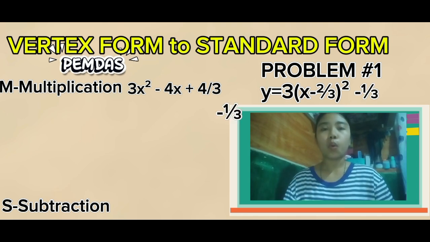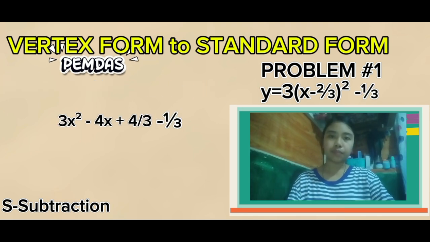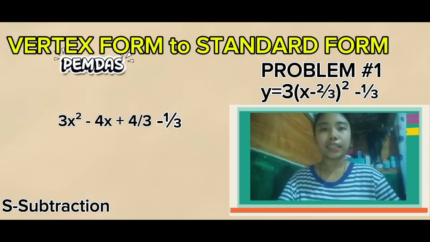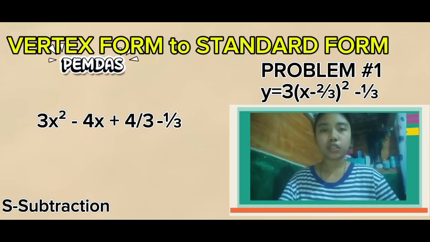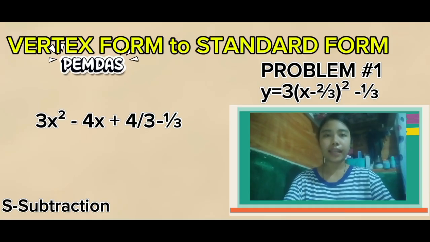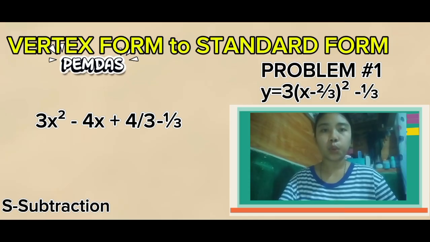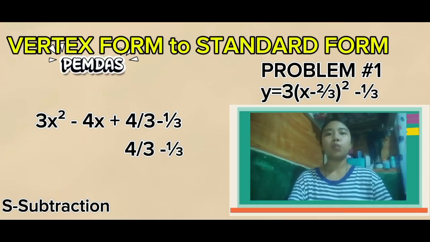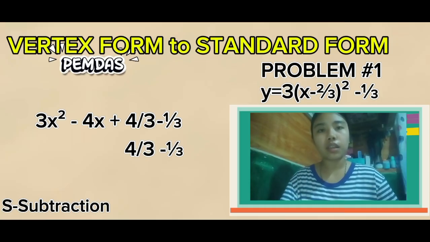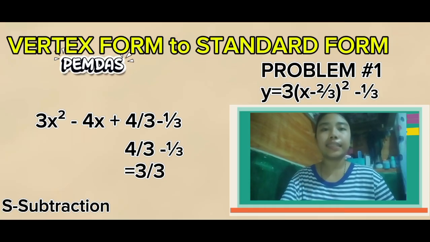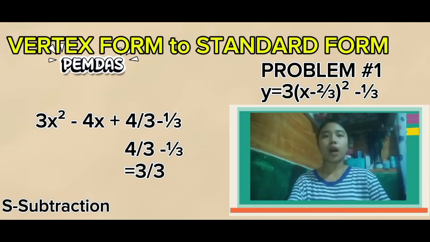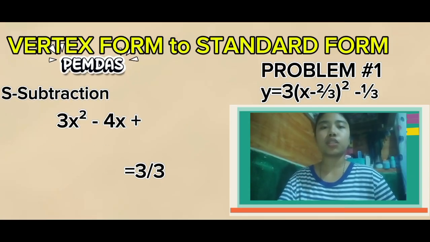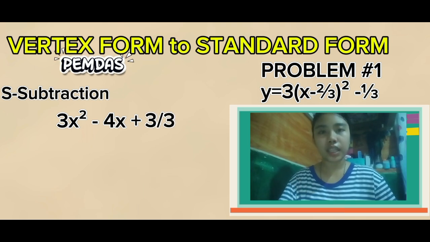So now that we're already done with our multiplication, let's move on to subtraction. Let's subtract 1/3 to our answer. So our answer is 3x squared minus 4x plus 4/3. So let's subtract 1/3 from 4/3. So 4/3 minus 1/3, we got 3/3. So our answer is 3x squared minus 4x plus 3/3.